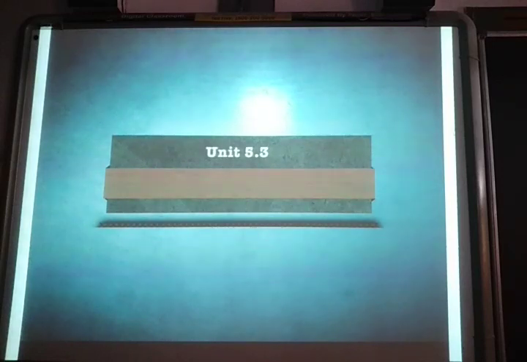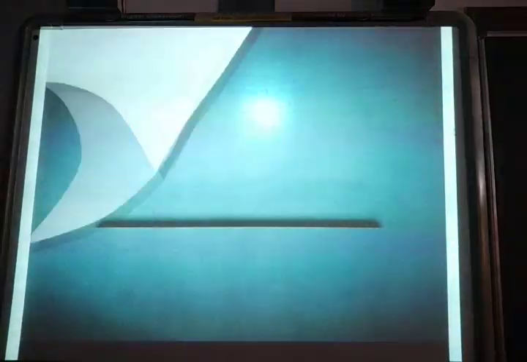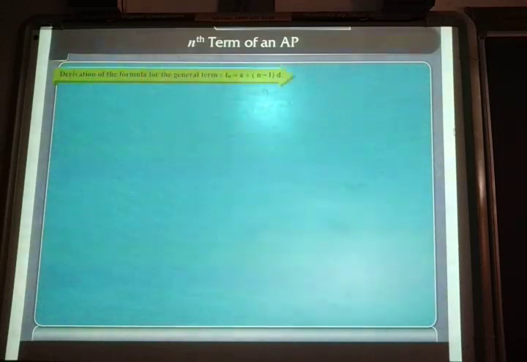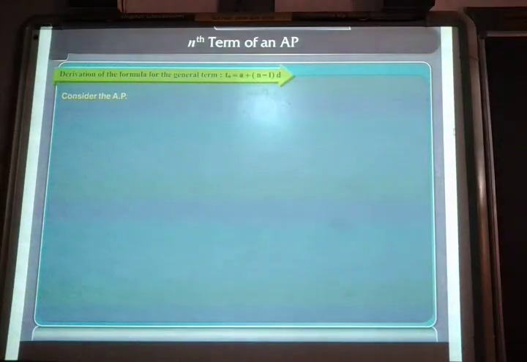Unit 5.3, nth term of an AP. We will now derive the formula Tn is equal to a plus n minus 1 into d. Consider the general form of an AP: a, a plus d, a plus 2d, a plus 3d and so on. T1 is equal to a.